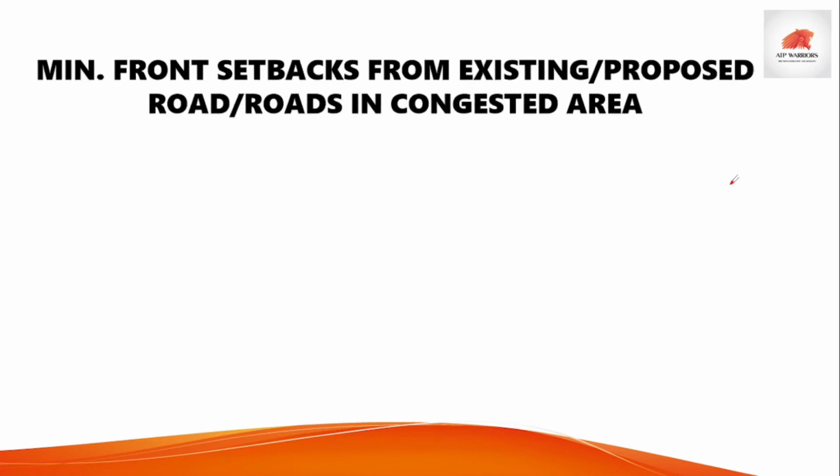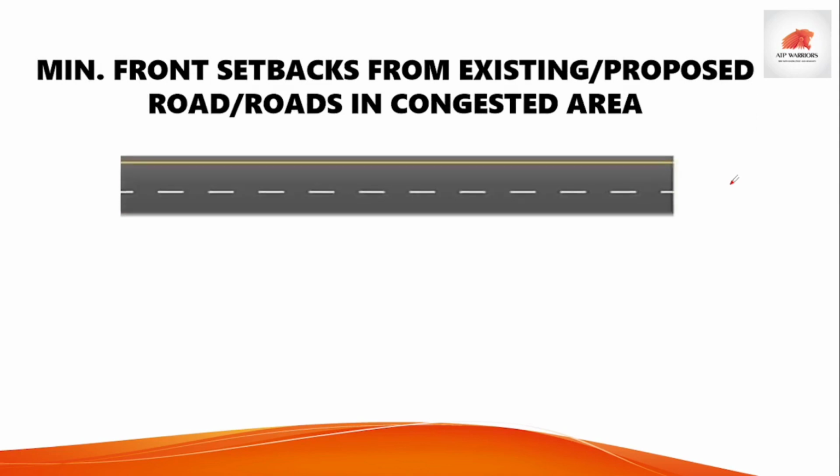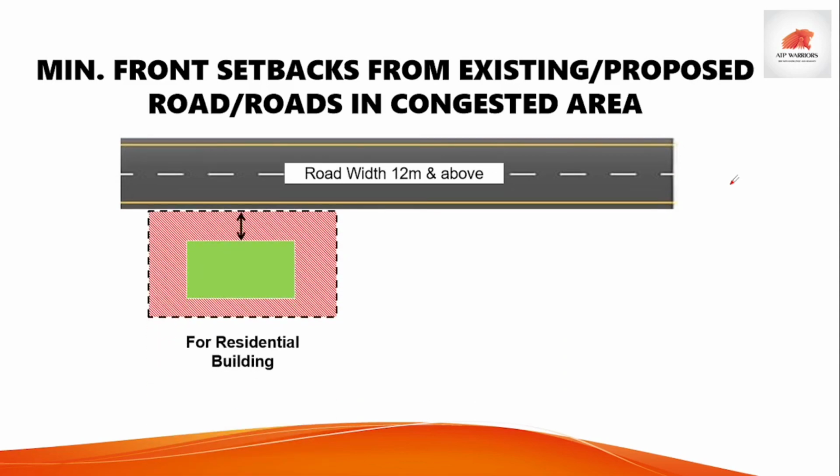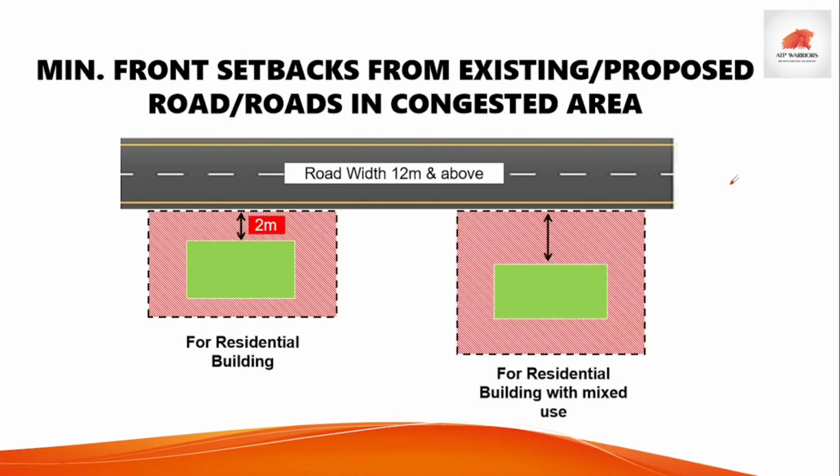And now we'll see the minimum front setback from existing or proposed road or roads in a congested area. For the road width 12 meter and above, for the residential building you have to keep the front marginal distance 2 meter, and for the residential building with mixed use you have to keep the front marginal distance 2.50 meter. There is nothing to explain here. These are the values and you must keep them in your mind. So mug it up and keep it in the mind.